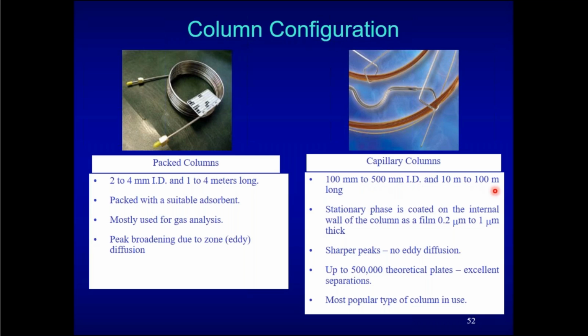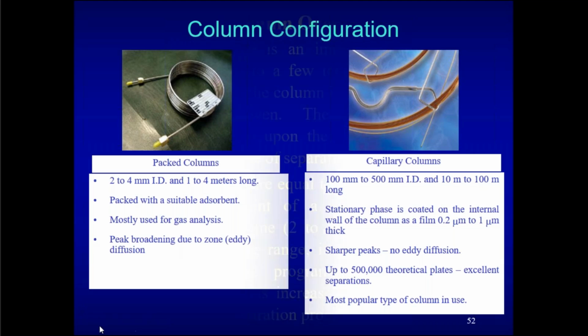You can have these very long columns without affecting the flow rate because of the very unique feature of capillary columns, and that is there is no obstruction to the flow of the mobile phase in capillary columns because the stationary phase is always lying on the inner wall of the capillary column. It does not fill into the column, and that's why there is absolutely no hindrance to the flow of mobile phase. So this is where we stopped last class.